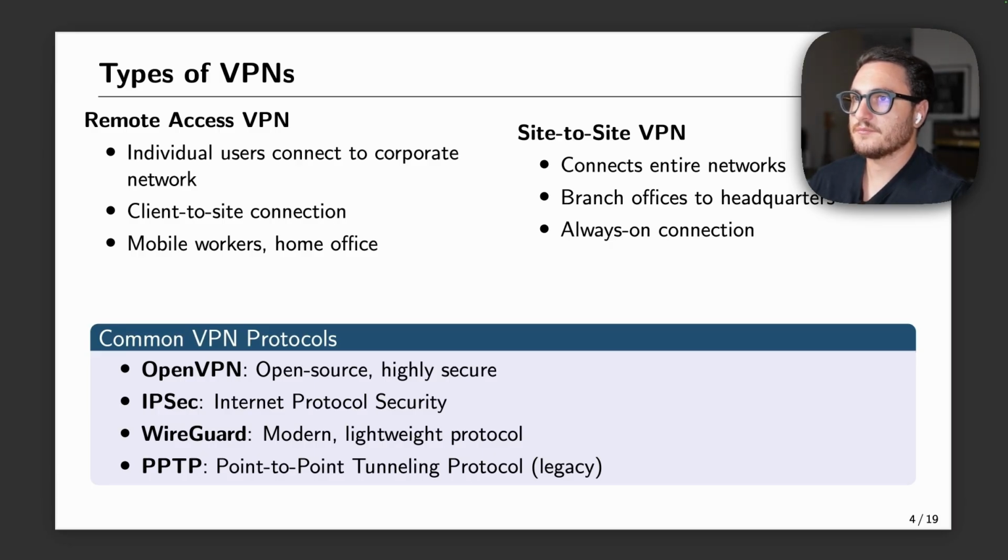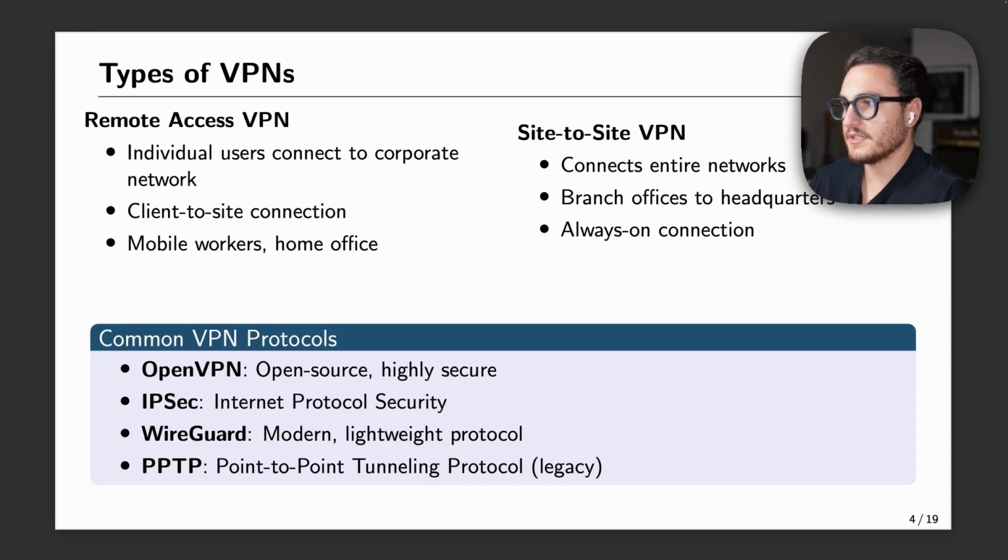And then we have a site-to-site VPN. This is a much bigger topic to talk about, and this basically connects entire networks. Suppose you have two branch offices, one in Germany and one in the US. You want to connect the two offices. This has different kinds of reliability requirements, different kinds of authentication and security requirements. It's a much bigger topic. What we want to talk about is remote access, because this is one of the most common things that you have to set up as a system administrator.